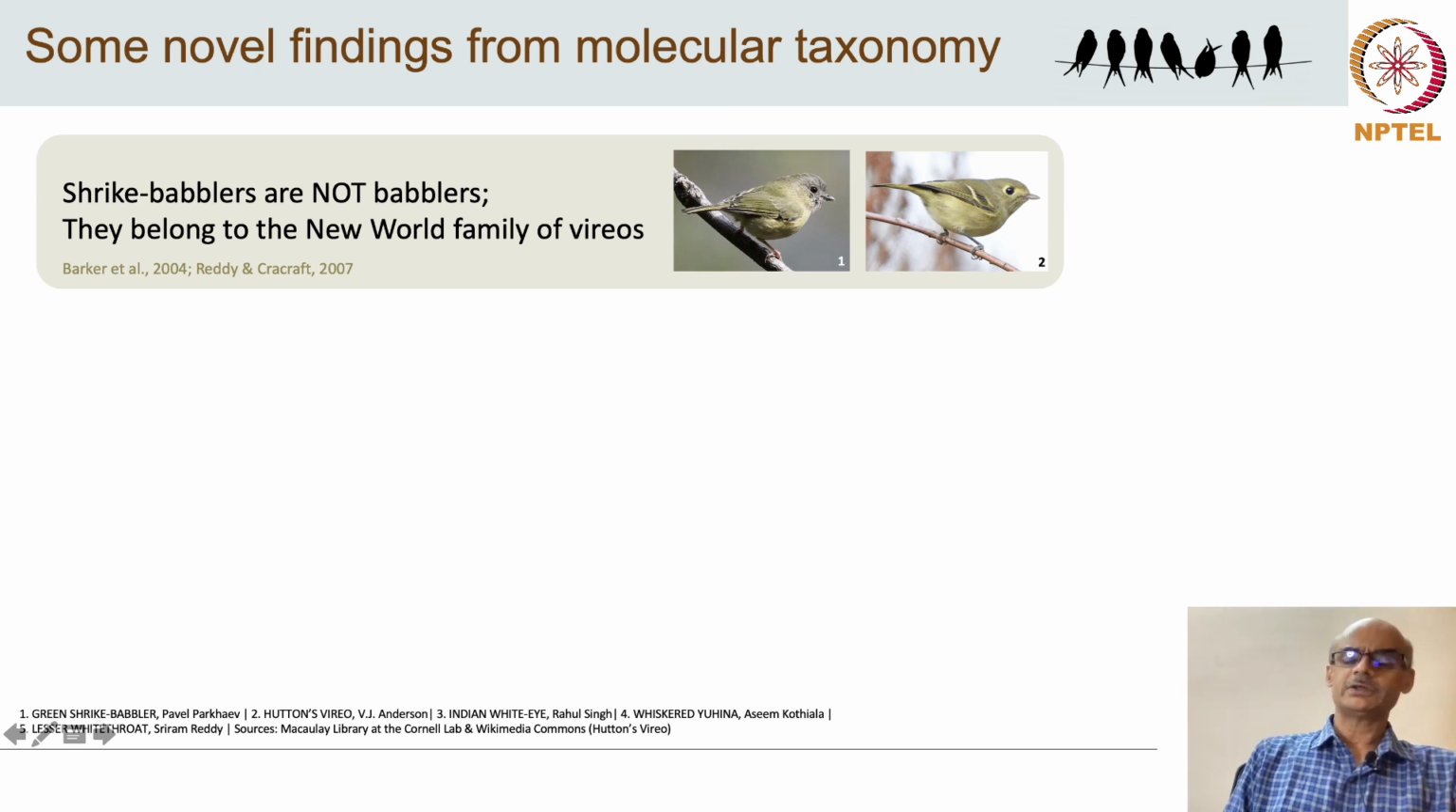clade. So this, in fact, created a lot of flutter among the biogeographers in the Indian subcontinent, because vireos are a New World family and they never had any members from the Old World, and shrike babblers seem to be the connecting link between the New World and the Old World. So perhaps it's very interesting, the origin and radiation. So perhaps the hypothesis is that vireos originated from the Old World, they colonized the New World, but then they became extinct from the Old World.